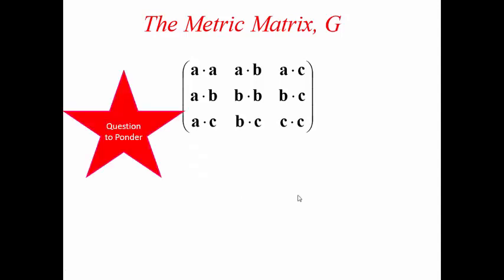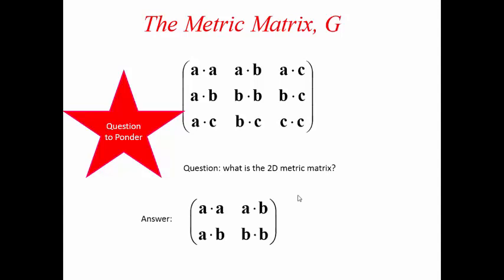Here's a question to ponder. The above G matrix is 3-dimensional. What would the 2-dimensional matrix look like? You write that down. Yes, I think you've gotten it correct. Here is the answer for a 2-dimensional metric matrix. We're actually taking this left corner here. We're omitting all of the C terms, which is in the third direction or the third dimension. If you want to have a 1-dimensional, you'd have just a dot a.